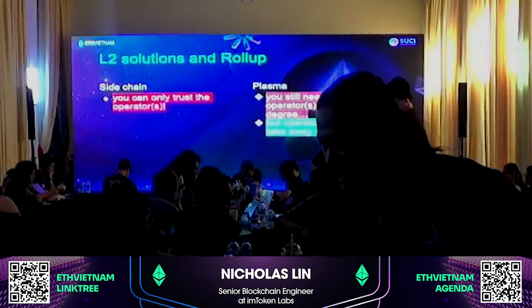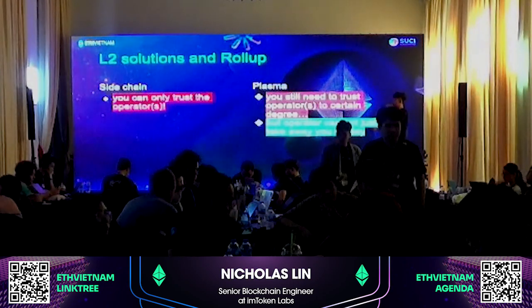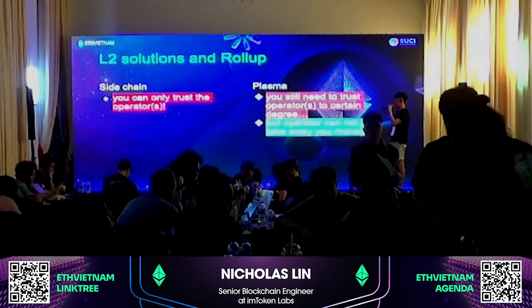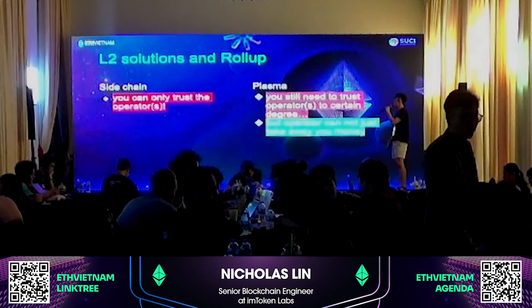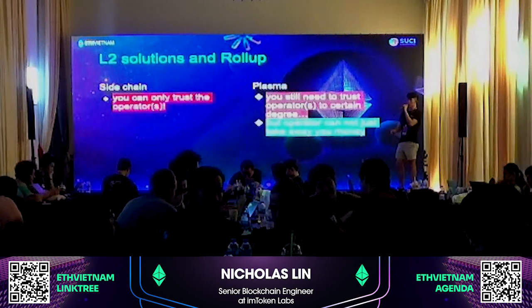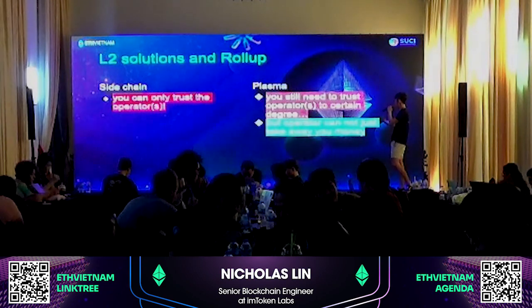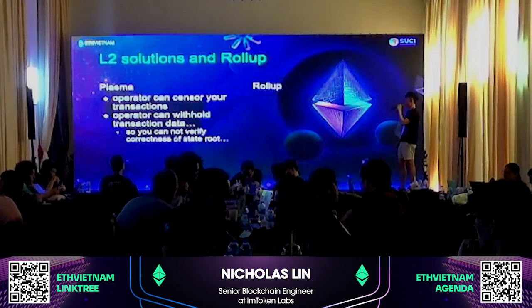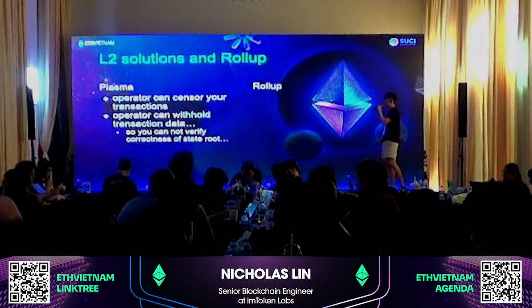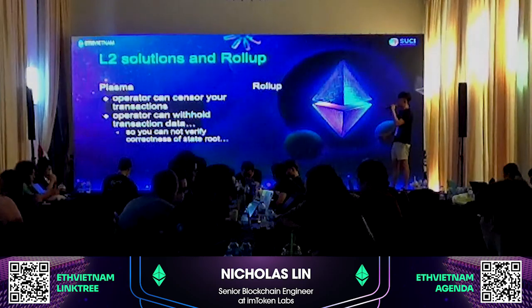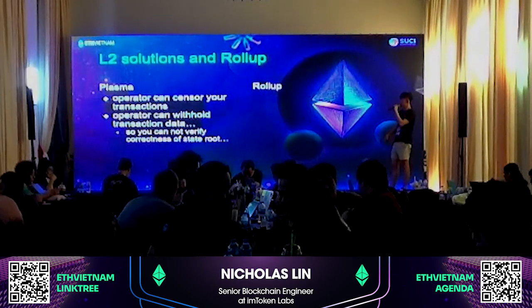So what's the downside of sidechain? The problem is that you can only trust the operators, which is a big problem. For Plasma, you still need to trust the operators, but only to a certain degree. The operator, however, cannot just take away your money. So what's the difference between Plasma and rollup? In Plasma, operator can censor your transactions. Operator can withhold transaction data so that you cannot verify correctness of state root.